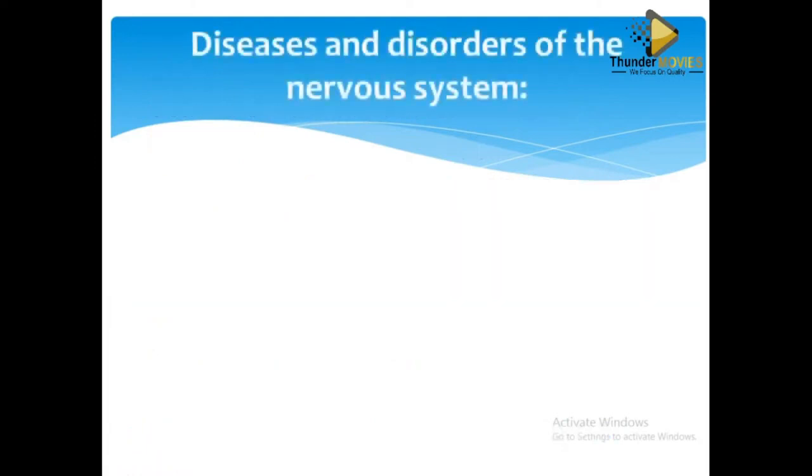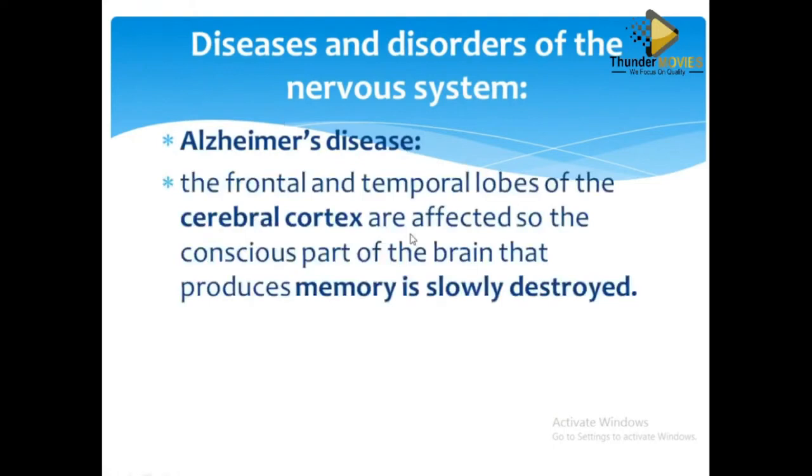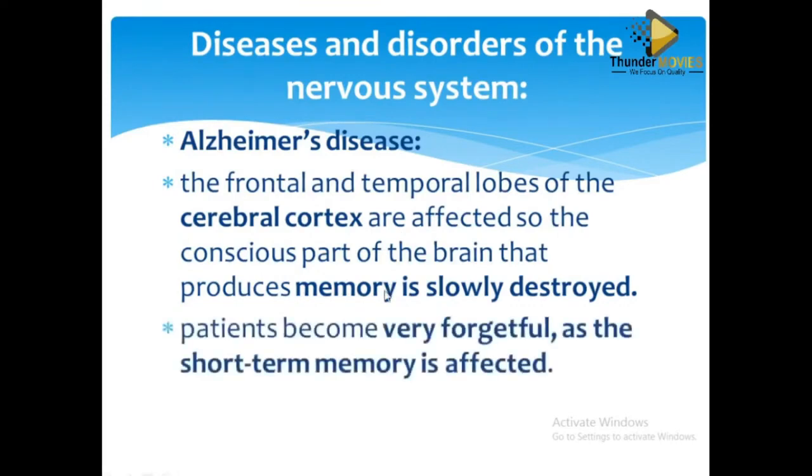What are some of the diseases which affect the central nervous system? Number one is Alzheimer's disease. Alzheimer's disease is a result of the frontal and the temporal lobes of the cerebral cortex being affected, and then here you lose the memory. So it means that the cerebrum, the part of the memory, is being destroyed. And then what happens? The patient becomes very forgetful as a result of the short-term memory centers being affected. This is being caused by genetics. It means that you inherit it from the parents.